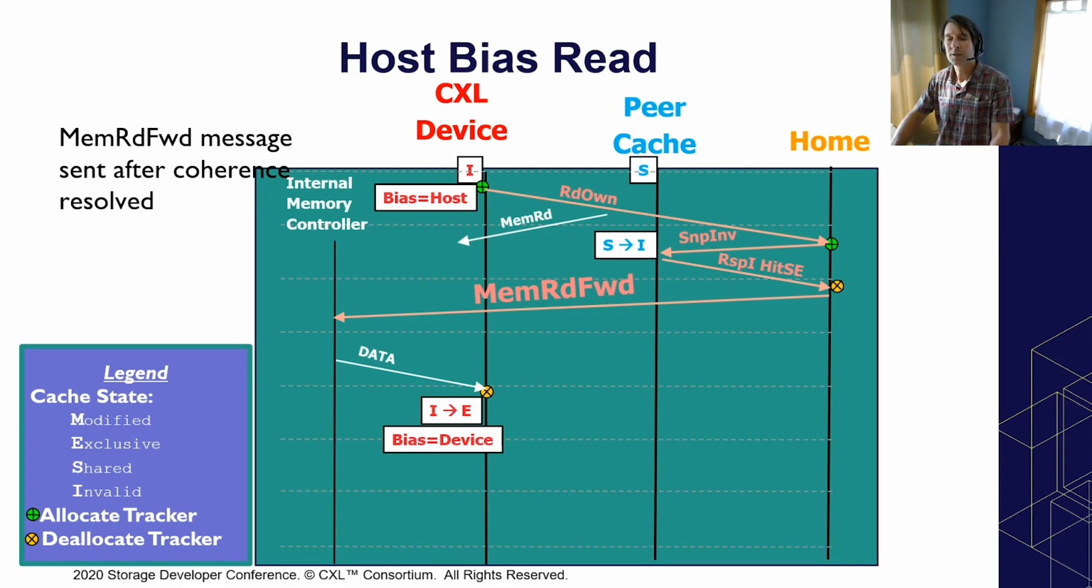And only after it got the MemRdFwd and the data from the media would it then send the data back to the internal caching structures of the CXL device and transition the state from I to E. And after this, because it's an exclusive state within the device, we know that the bias inherently has to be device bias. If it's exclusive in the device, the host can't have a copy anymore, so bias would be allowed to go to device bias.